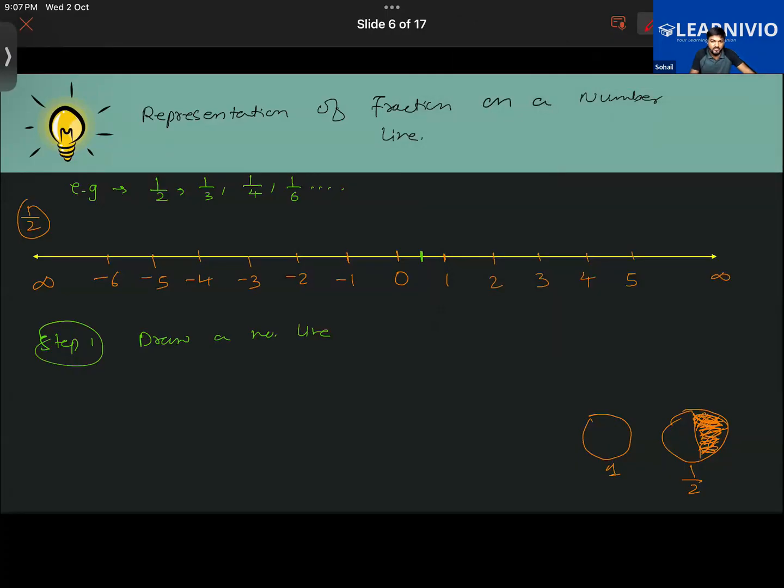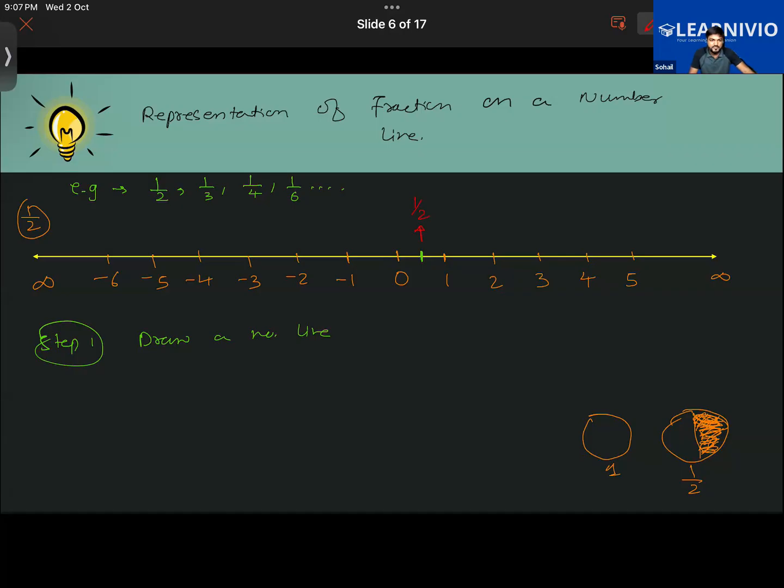As we know, in the number 1 upon 2, the denominator is 2, and the numerator is 1. So the gap between 0 and 1 has to be divided into the number of parts given by the denominator. The denominator is 2, so we divide it into two parts. One part here, one part here. And here we represent this. So this is now 1 upon 2. Understood this now?